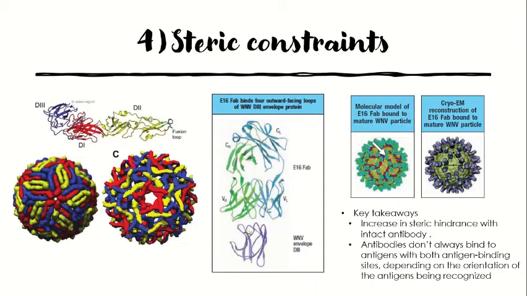antigen. And another aspect that was revealed from this study is that the Fab bound to the D3 region using only one of its antigen binding arms. So this indicates that antibodies may not always bind the antigens with both antigen binding sites, depending upon the orientation of the antigen being recognized. And both of these constraints will eventually impact the ability of the antibody to neutralize its targets.